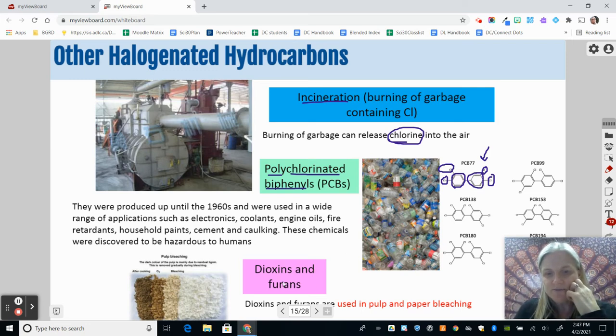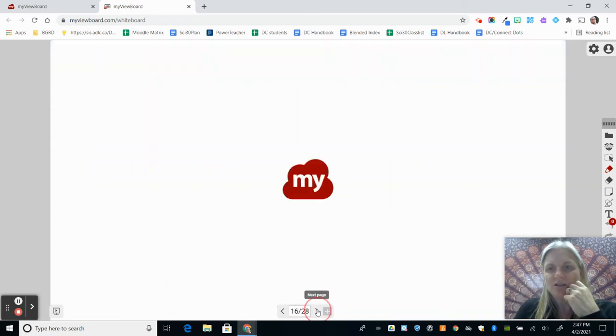And then we have dioxins and furans, and they're used in the pulp and paper industry, and I'll show you their structure in a second too. So these are all halogenated hydrocarbons.